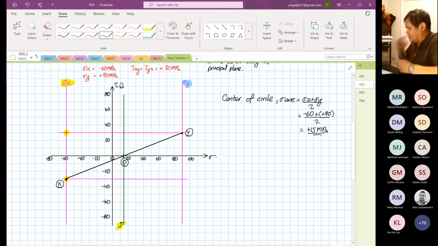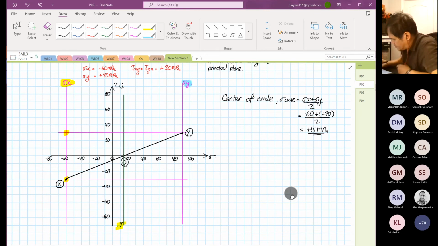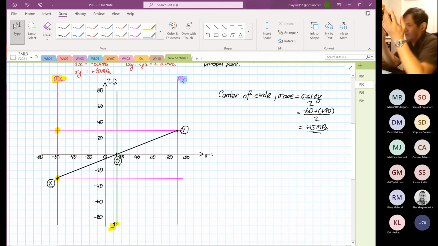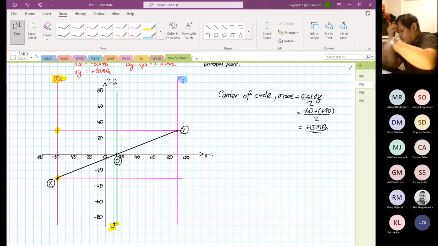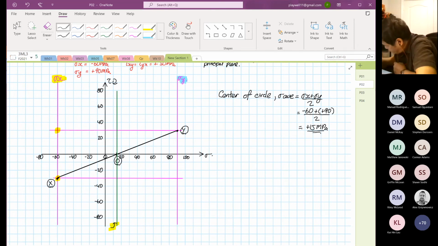The next thing is we can find the radius of our circle. If you have a mathematical set, you can start drawing. You got your point X, you got point Y, you got the center of the circle. You can use your compass and draw your circle, but this is digital, I don't have that. So I need to calculate the radius of the circle.